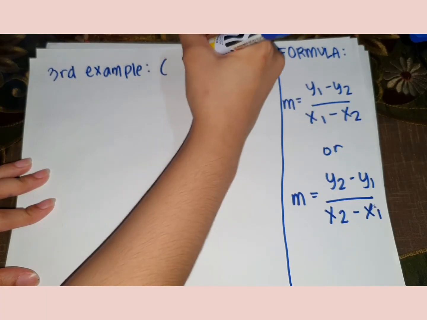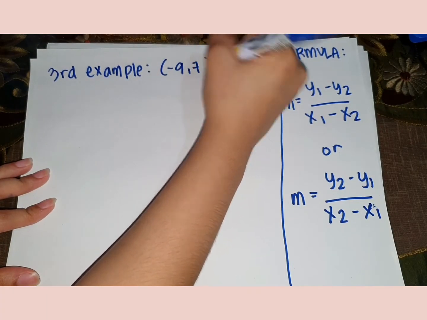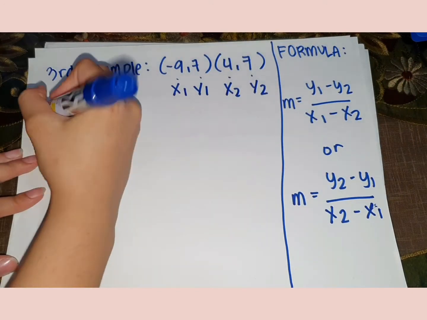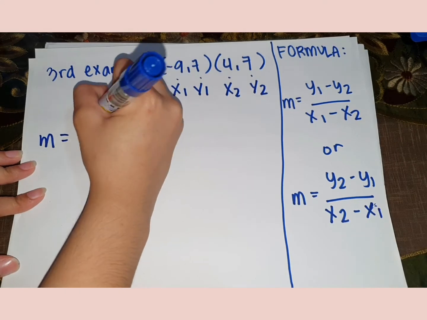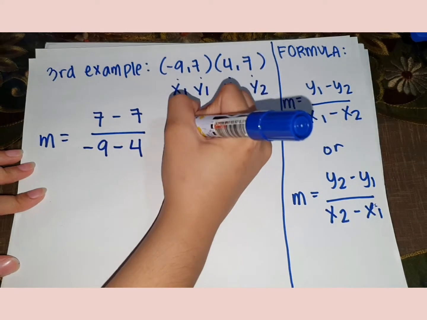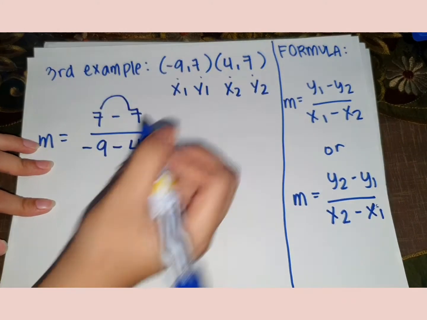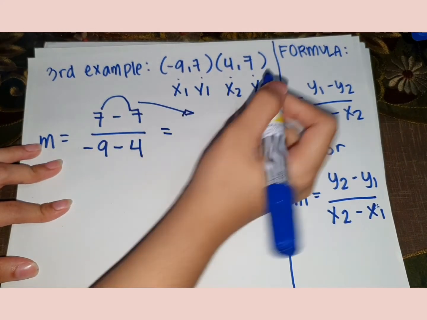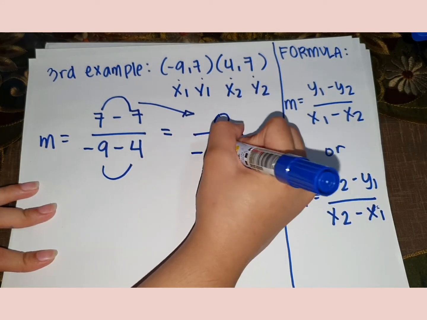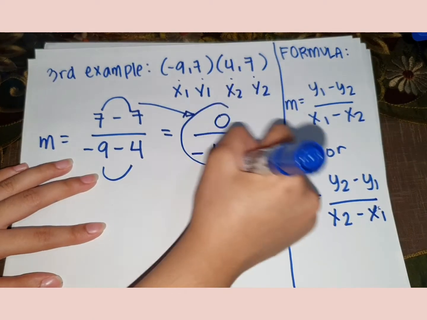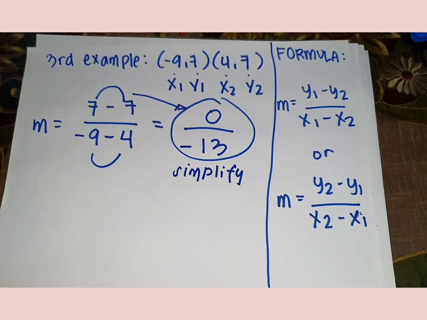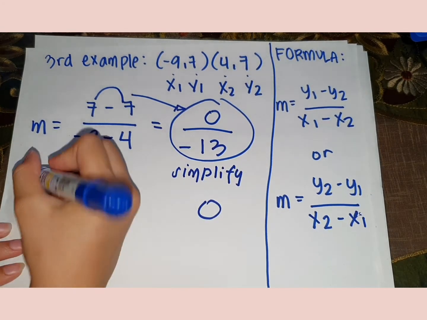The third example is (negative 9, 7) and (4, 7). Again, identify and arrange the numbers, and it should be m equals 7 minus 7 over negative 9 minus 4. Evaluate the given. 7 minus 7 equals 0, and negative 9 minus 4 equals negative 13. The equation should look like this: 0 over negative 13. Simplify, the answer would be 0, and the line will be horizontal.